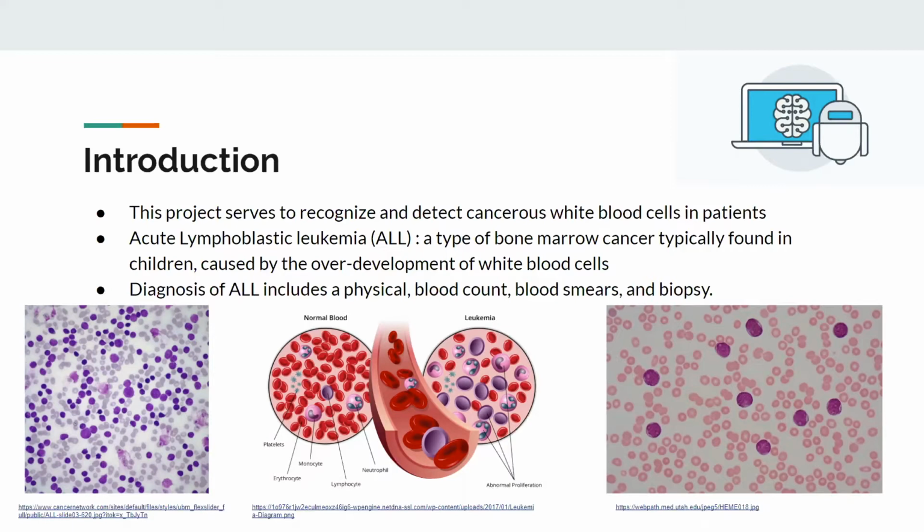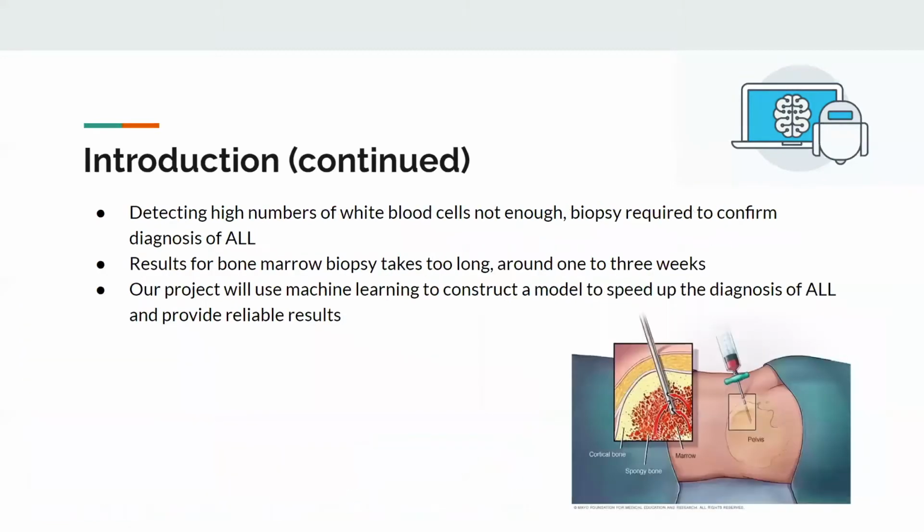Symptoms of ALL can be mild and similar to that of other illnesses, such as fevers, easy bruising, bone pain, or enlarged lymph nodes. Typical diagnosis of ALL includes a physical, blood count, blood smears, and a biopsy. Because many of the symptoms are not specific to ALL, further testing is often required to make a correct diagnosis. Seeing a high amount of white blood cells and lymphoblasts in the blood may raise suspicions for ALL, but these numbers can vary from patient to patient, and a biopsy is often required to confirm diagnosis.